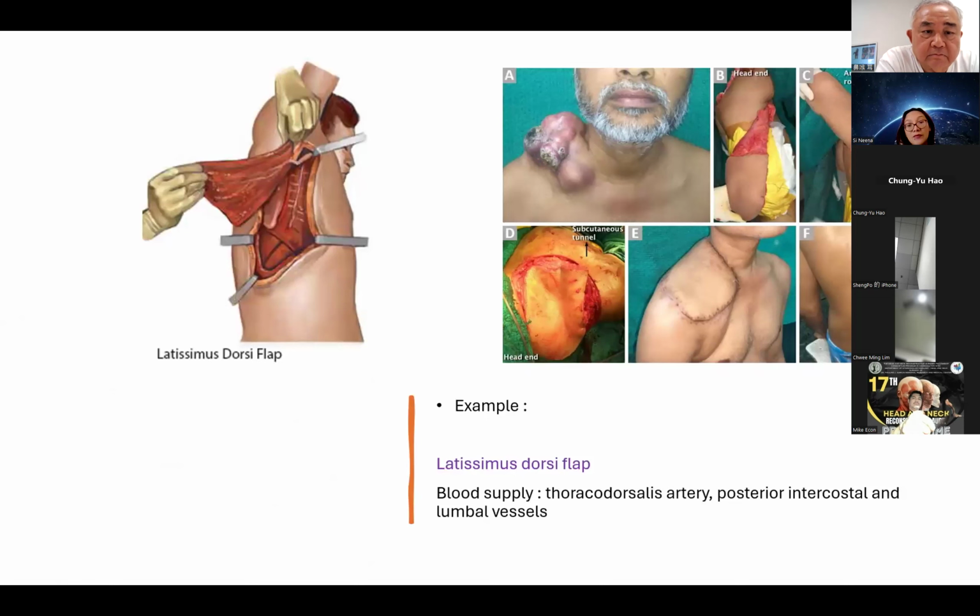And then we have the LD flap. It's a very good flap. It's very big. Usually we use it for scalp reconstruction or any head and neck defect which requires very broad and quite thick tissue. LD can be one of the options as well.